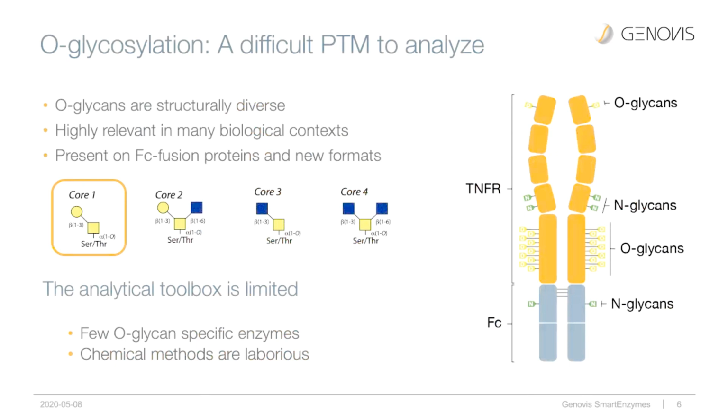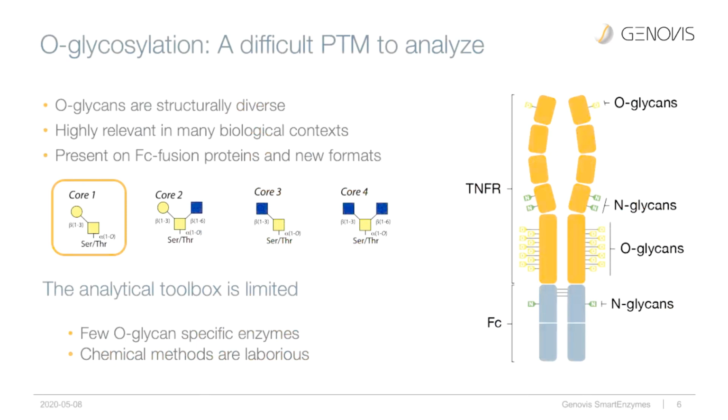The most common 4 are shown on the slide here. And they're highly relevant in many different contexts, in many different biological processes and pathologies. They're also relevant for the biopharmaceutical industry, as Fc fusion proteins and some of the other new formats that arise nowadays are O-glycosylated. Luckily for us, in the context of biopharmaceuticals, the O-glycans are often smaller and less complicated, mostly being of the core 1 type that is marked here in orange.